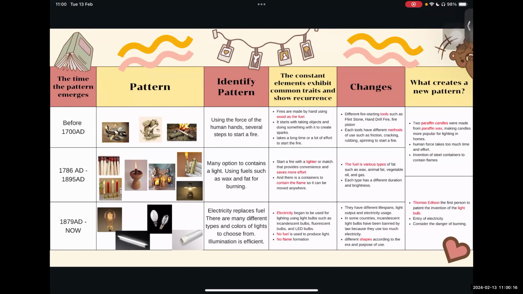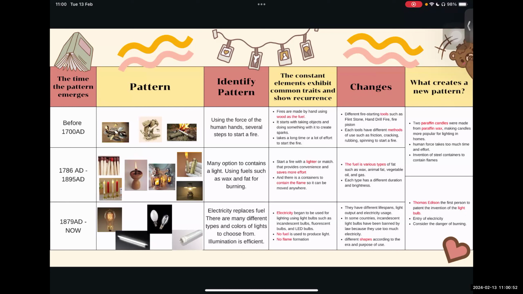What created a new pattern from pattern A to pattern B is the birth of paraffin candles, which were made from paraffin wax, making candles more popular and lighting in homes. Humans take too much time and effort. Invention of a steel container to contain flames created the new pattern from pattern B to pattern C.